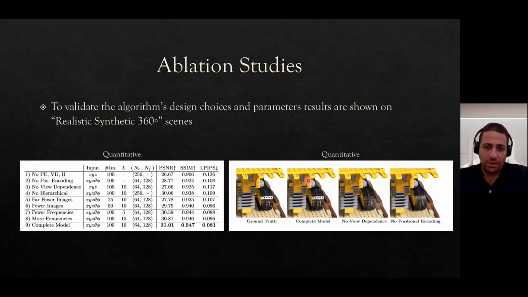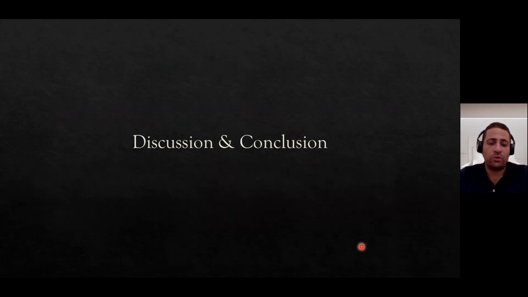Now to look at the qualitative results, this is the true image. This is the complete model output. We see here when there is no view dependence, how this white is actually a reflection. How this reflection doesn't appear without the view dependence feature. And here without the positional encoding, we see how everything is smooth and blurry. It didn't capture the fine details of the image. So this makes sense.